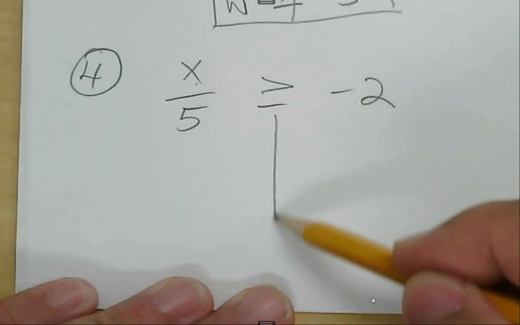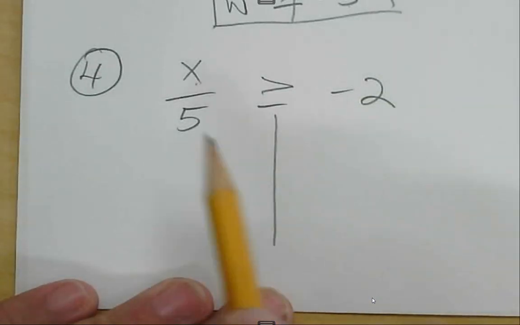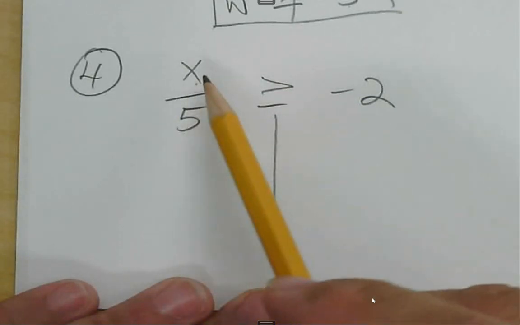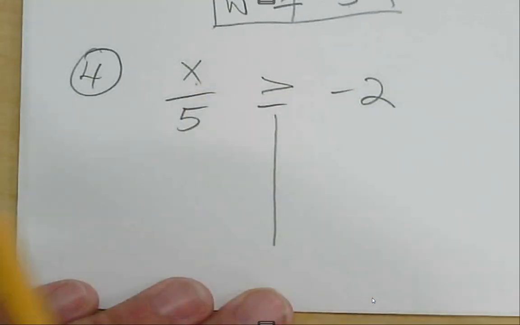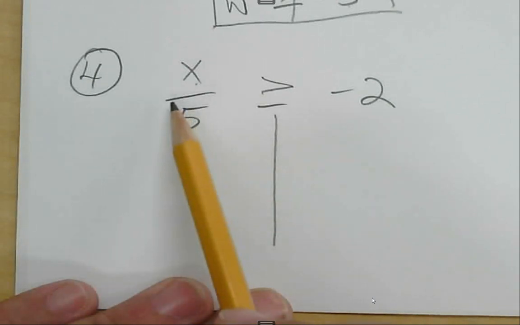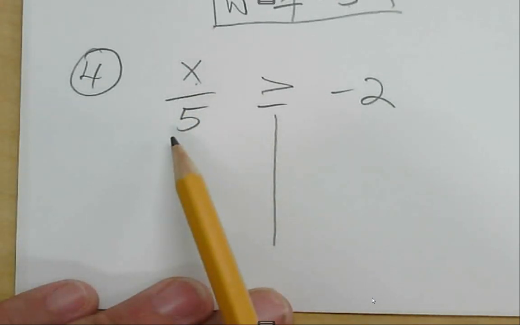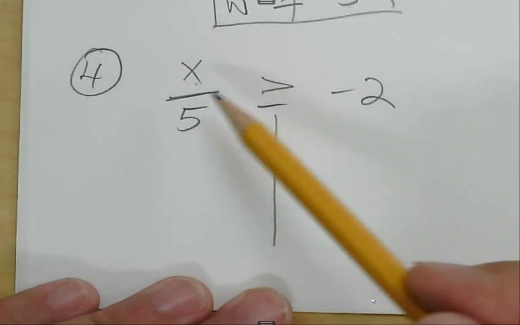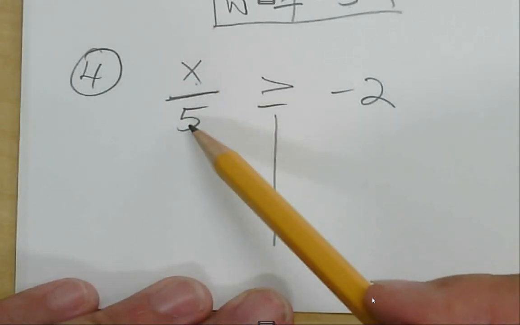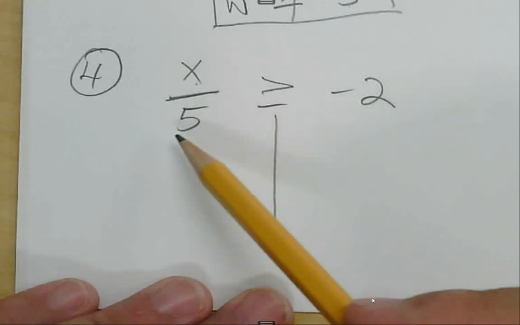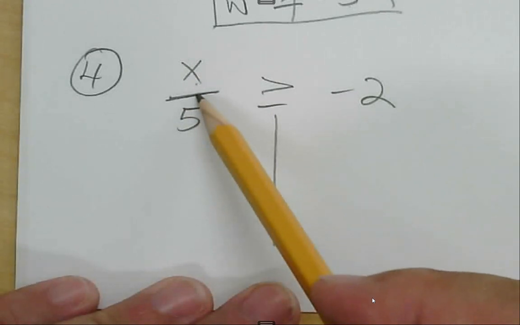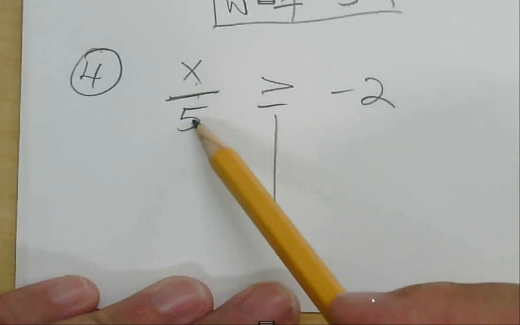So first things first, I'm going to draw my line because I know I'm working with two different sides of this inequality, right? The other thing I have to think about is, what am I doing to this x right now? Well, a fraction, ladies and gentlemen, is nothing more than a division problem. And so the mere fact that this is written as a fraction tells me that I'm actually taking this x and I'm dividing by 5.